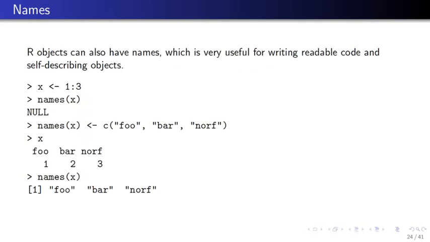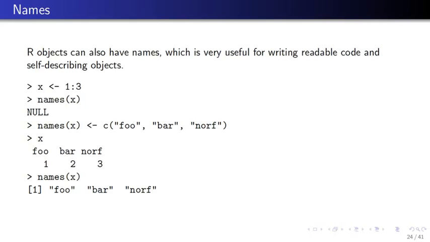R objects can also have names. This is not true for just data frames. It's true for all R objects. And this can be very useful for writing readable code and self-describing objects. So for example, I'm creating a vector that's an integer sequence 1 to 3, and by default there's no name. So when I call the names function on x, it gives me a NULL value.